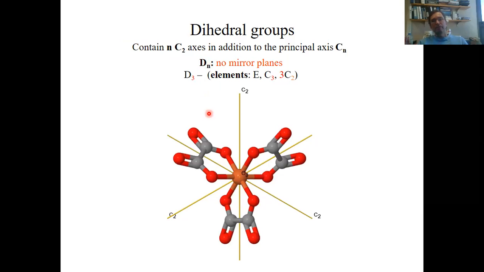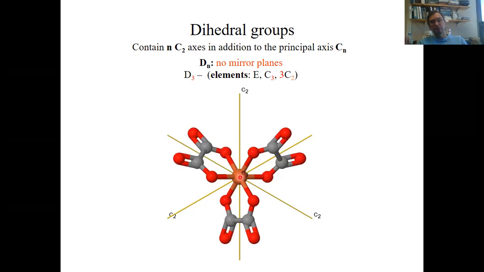Okay, so an example is this molecule here. This is a tris oxalato iron complex. We have an iron in the center, and we have three oxalate ligands that bind to the iron center. So overall, the iron is octahedrally surrounded by 6 oxygen atoms, but the shape of the molecule, the point group of the molecule, is not octahedral Oh. It is D3, and that's because of the relative orientation of the 3 oxalate ligands relative to each other.